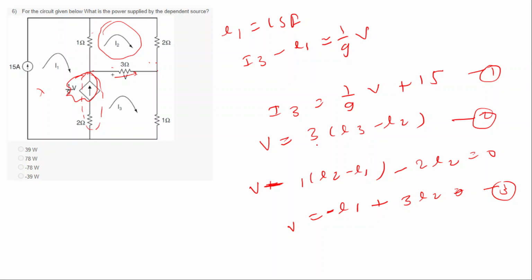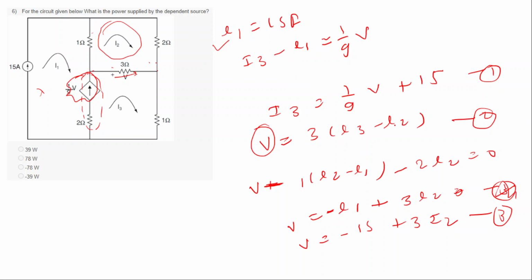So we can equate by solving this I3 so power supply. So basically we need to find the value of V and I1 minus I3. Our I1 is known. Okay, so we can write V equals minus I1 is 15 plus 3 times I2. So this is our equation 3.